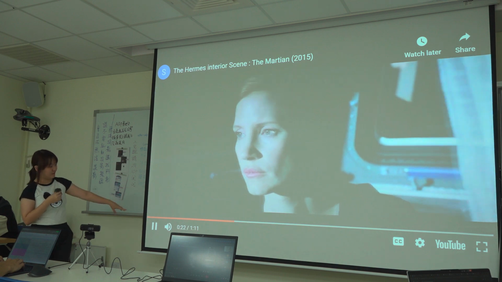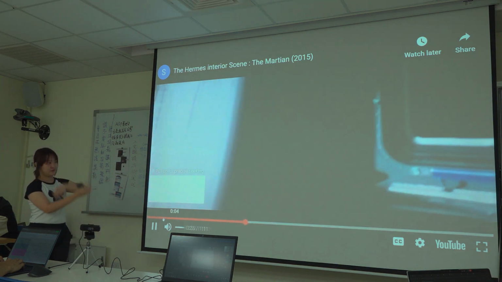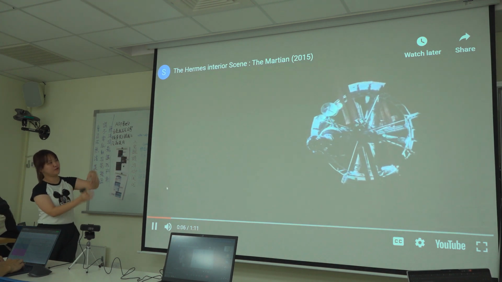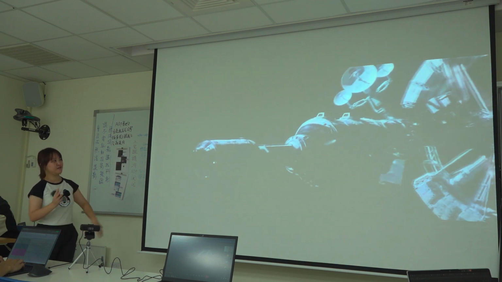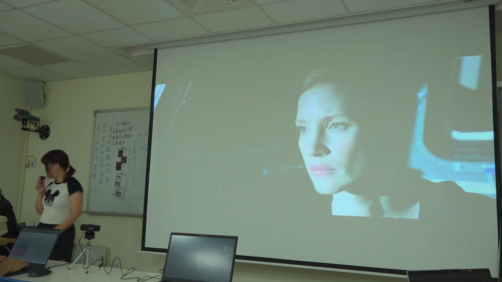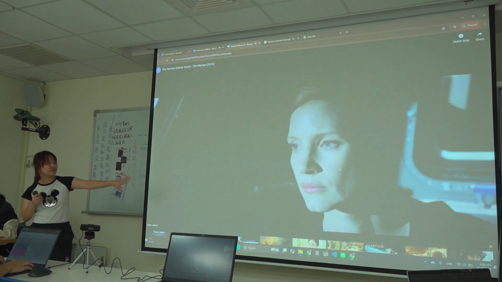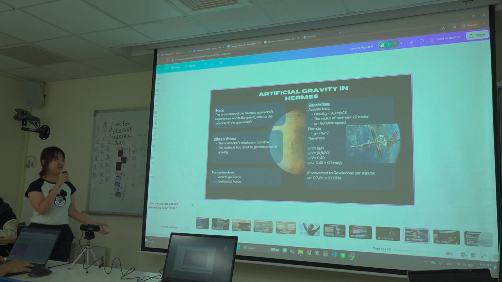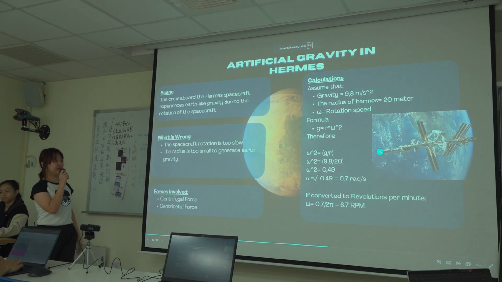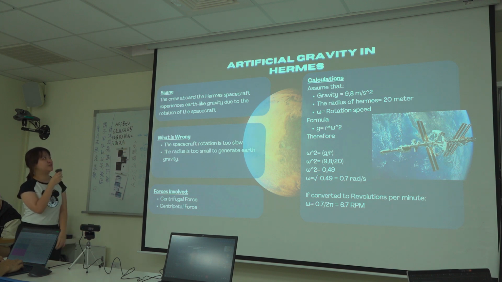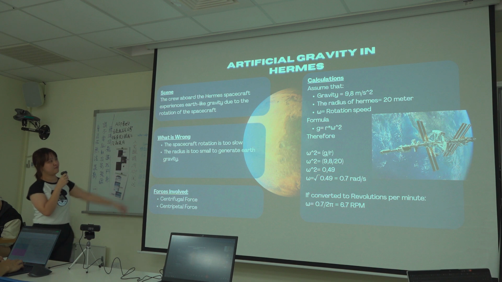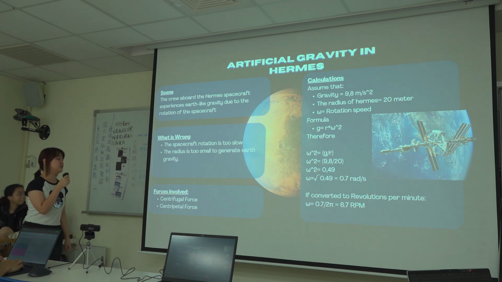As you can see in the previous video, when the circular part was spinning, it looks like it's moving at like 2 rotations per minute, really slow. However, the astronauts can still move like they're on Earth, like there is still gravity. The scene aboard the Hermes spacecraft experiences Earth-like gravity due to the rotation of the spacecraft. However, the spacecraft rotation is too slow and the radius is too small to generate Earth's gravity.